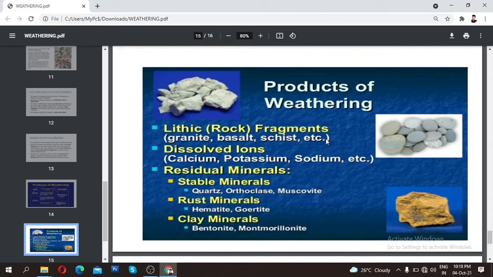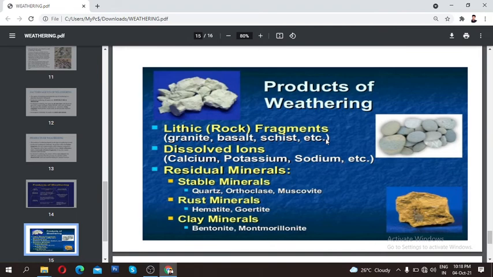Next is rust minerals. There are various rust minerals. For example, hematite is a rust mineral. Then next is goethite, which is also another type of rust mineral in residual minerals.